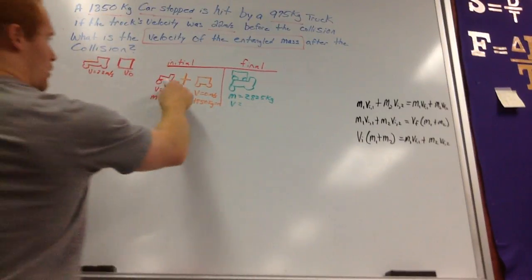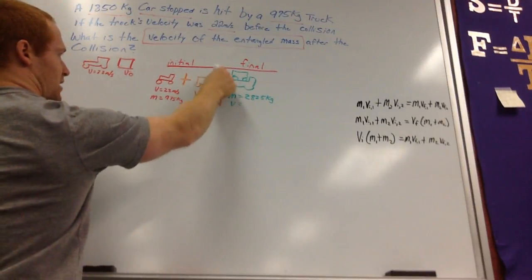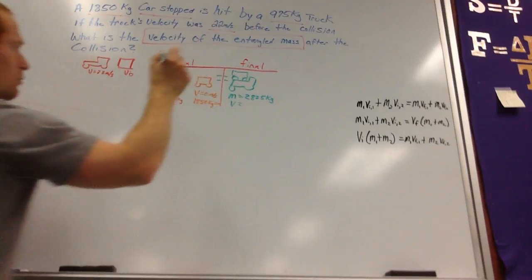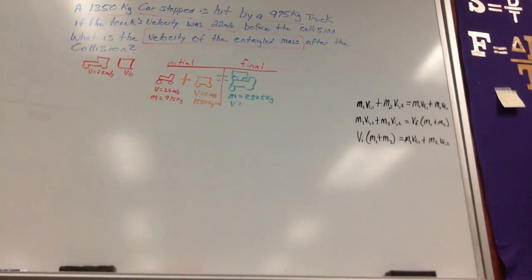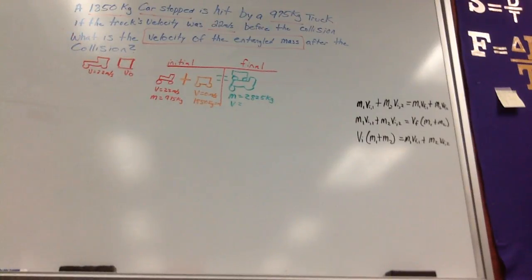Remember, plus signs in between pictures. When we get to this line that separates initial and final, we need to put an equal sign. So here is our equal sign. Okay, so the initial and final picture pretty much replaces our givens and our unknown.